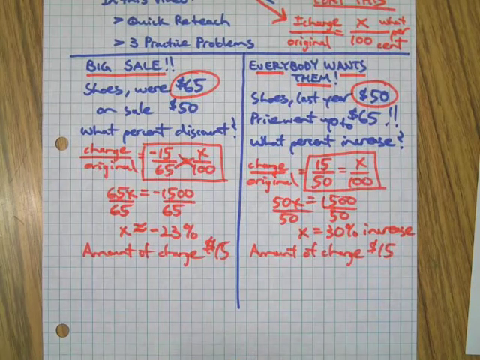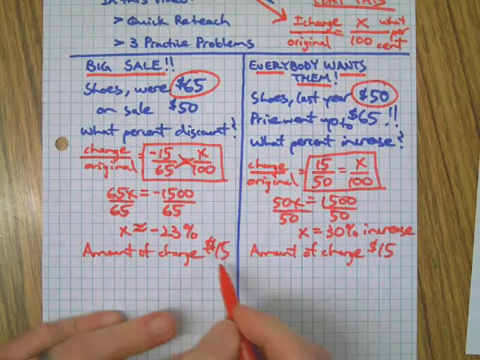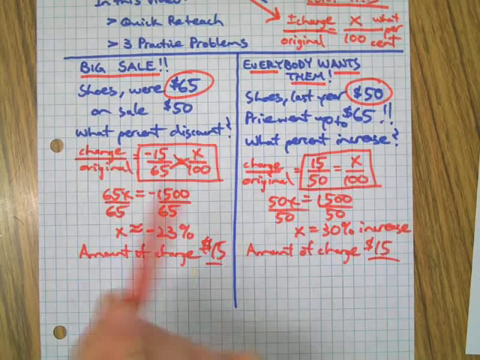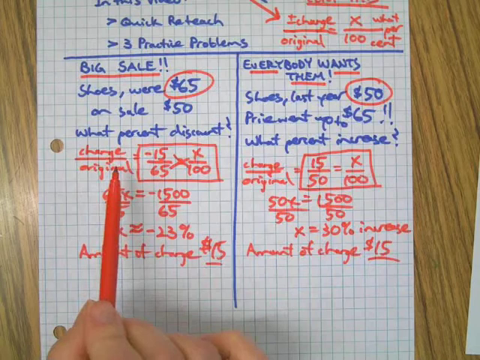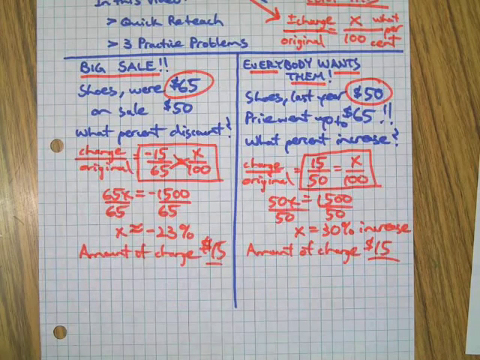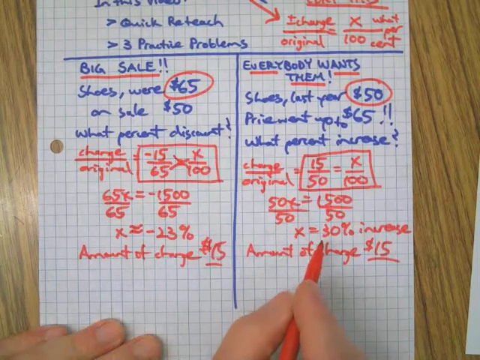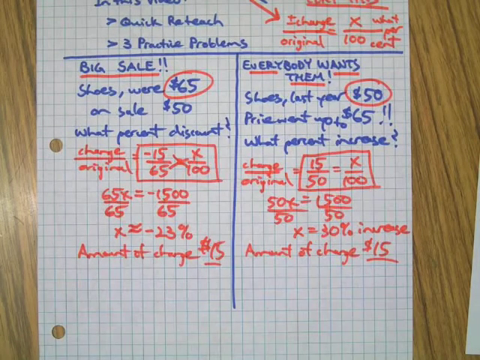Okay, so there's our quick reteach. And the important point to know here is, here we've got two problems with all the same numbers, right? 65, 50, same amount of change. But when we're careful and make sure that you're comparing the change to what the original was, then you get two different answers. So the different answers demonstrate that you understand what's happening here. All right, so let's do a couple practice problems.